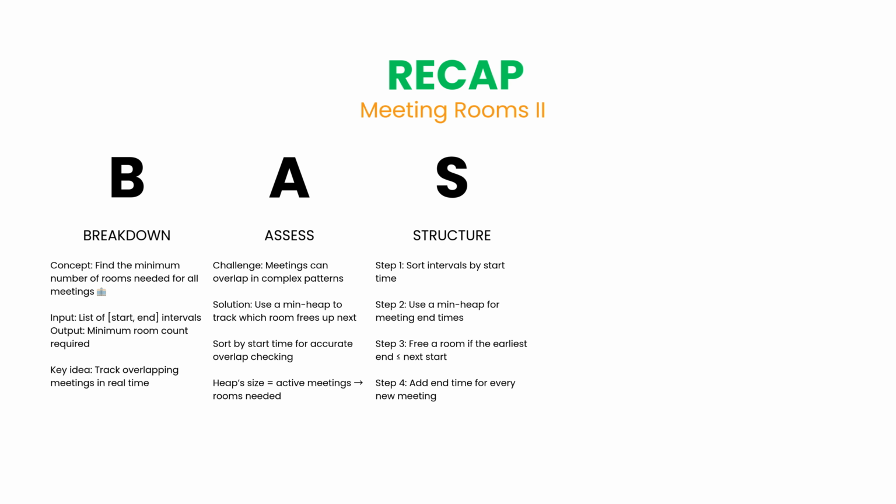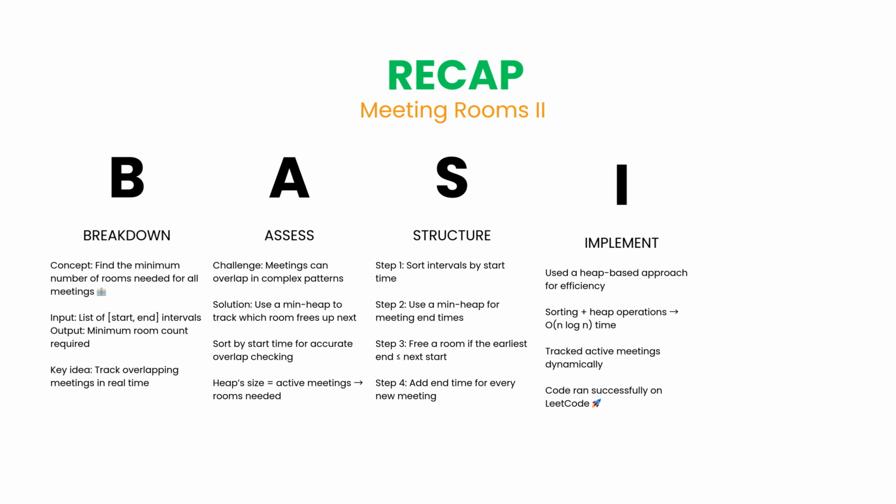Structure recap. We start by sorting all intervals by start time. Then, we initialize a min heap to store end times. For each meeting, if the heap isn't empty and the current meeting starts after or exactly when the earliest one ends, we free that room by popping the heap. Then, we always push the current meeting's end time. Once all meetings are processed, the heap size equals the number of rooms required.